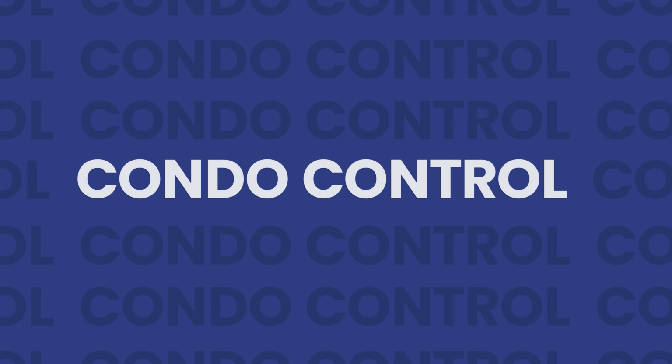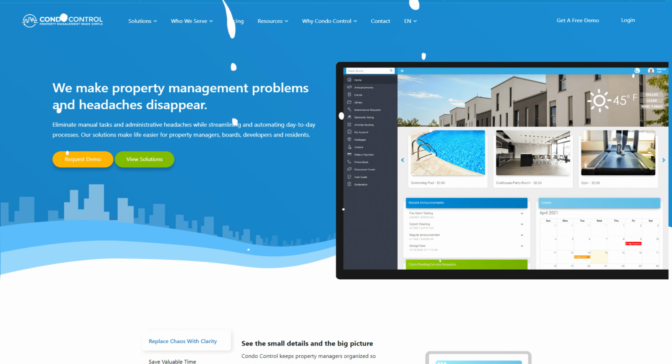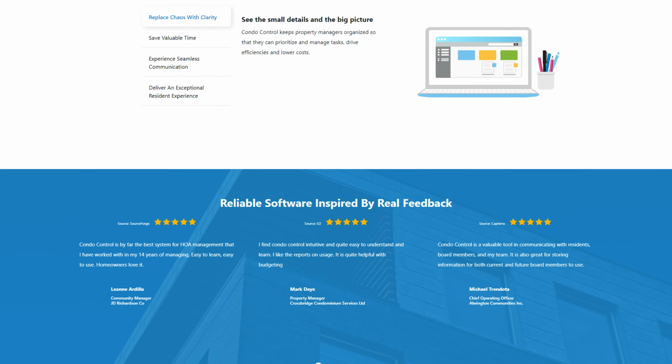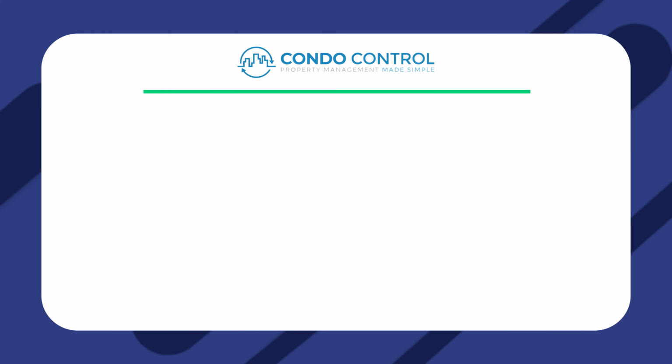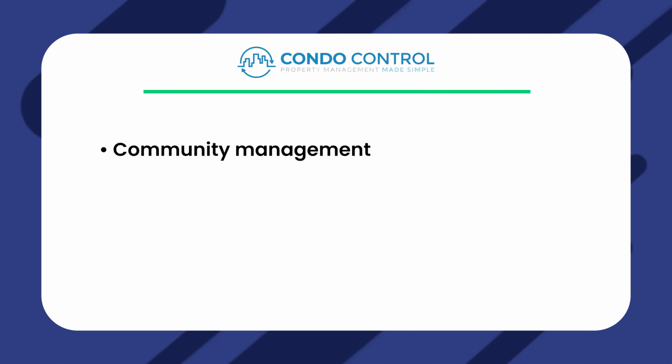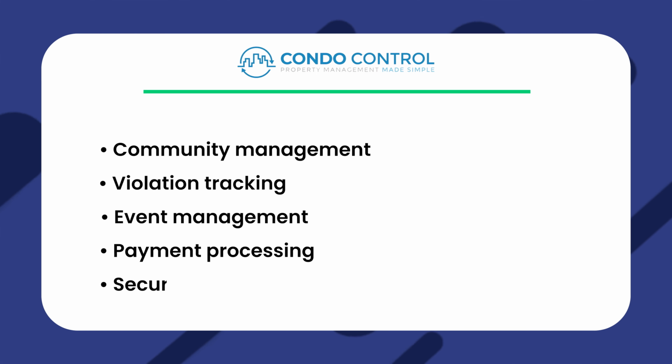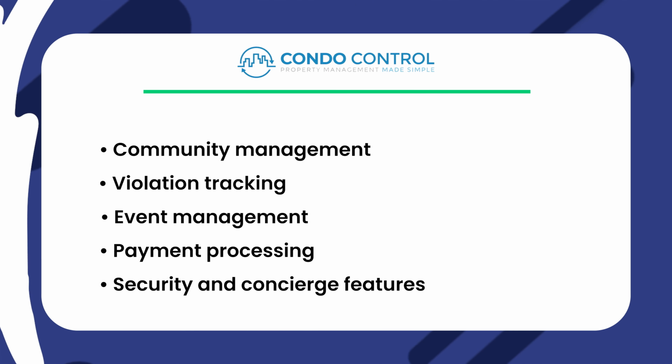Condo Control is a complete condo accounting software geared toward condominium and co-op managers and HOAs. It has many property management features while also having several of the unique HOA community management features of a dedicated HOA software. Features include community management, including bulletin boards and voting, violation tracking, event management, and payment processing, and security and concierge features such as visitor parking. Condo Control lists their tiers on their website, but it doesn't offer its pricing publicly.